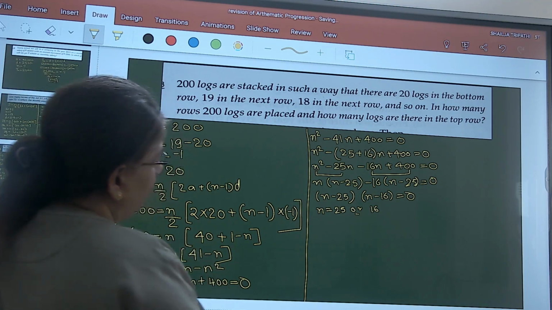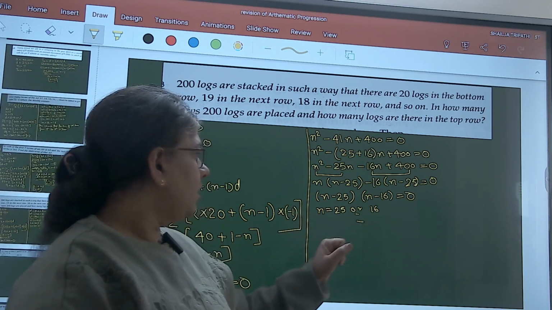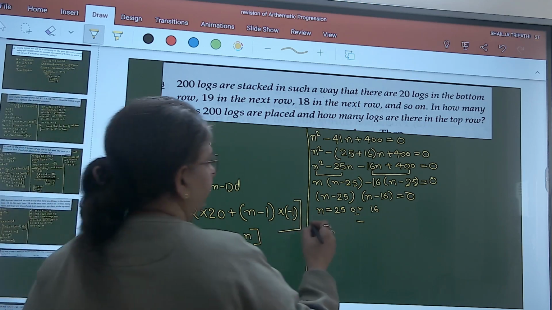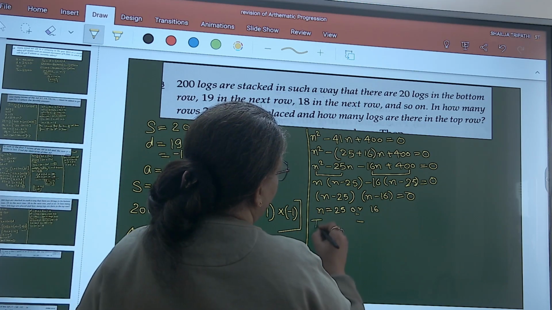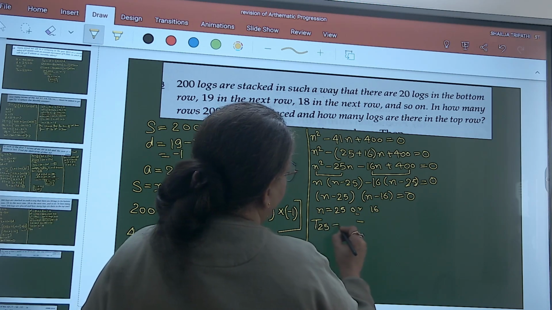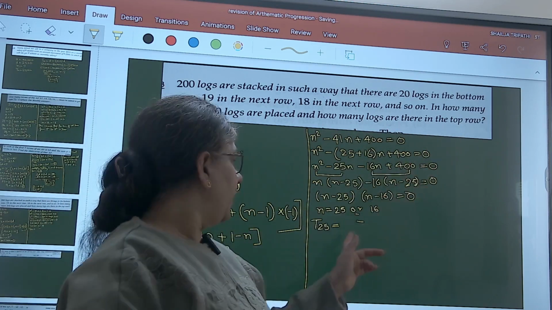Or what we can do to find which is correct, let's take out T25 and T16. That is the number of logs that are on the top row. We'll get from here.